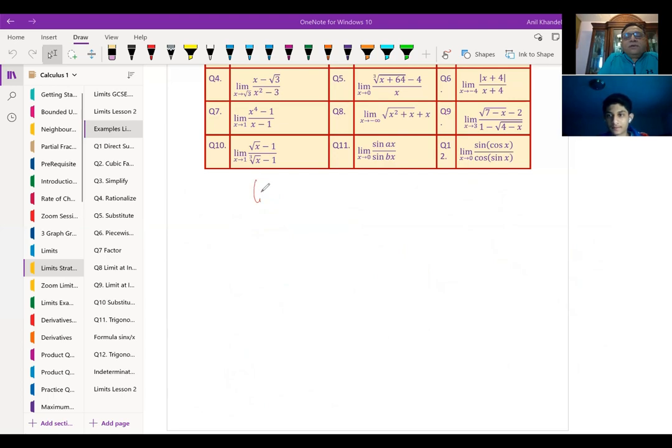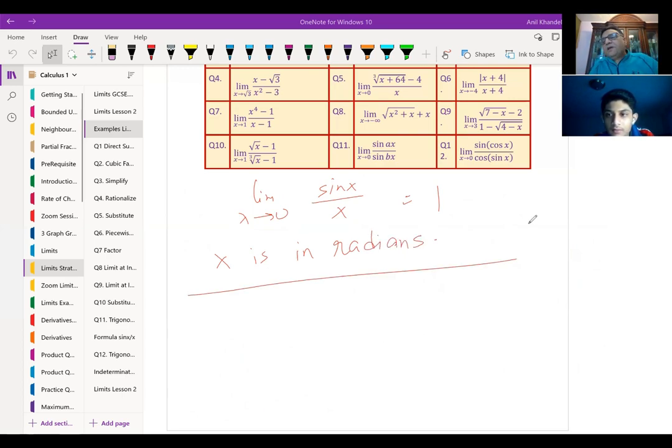What is the limit when x approaches 0 for sine x over x? It is 1, right? Always. x is measured in radians, not degrees, right, sir? Not degrees. So when x is in radians, the limit of sine x over x as x approaches 0 is 1.